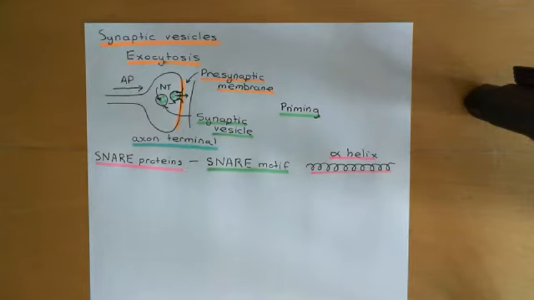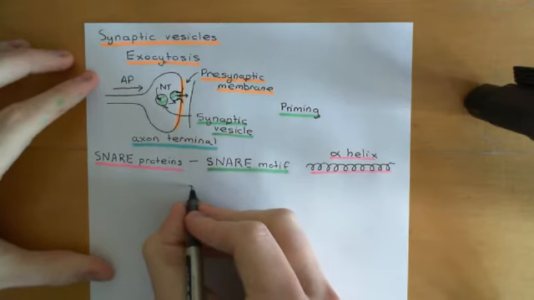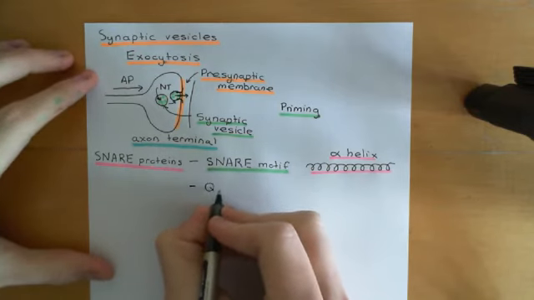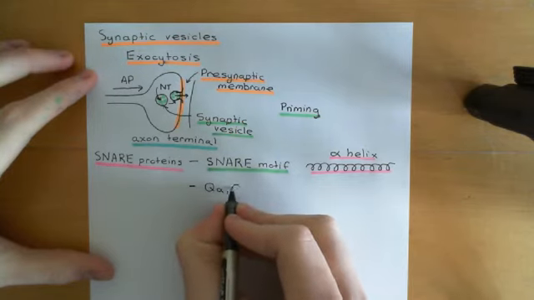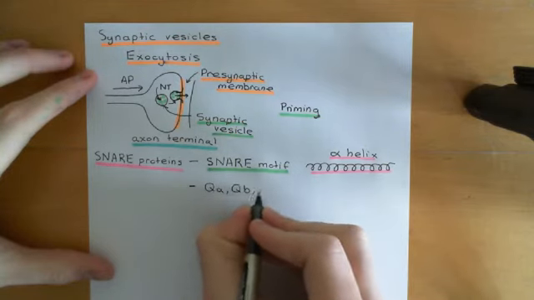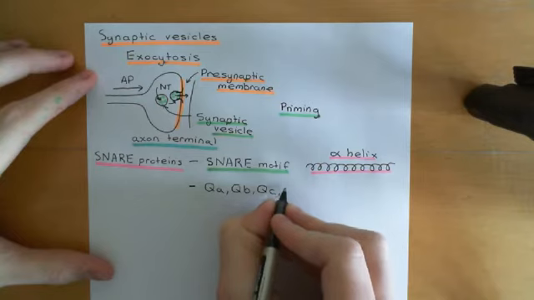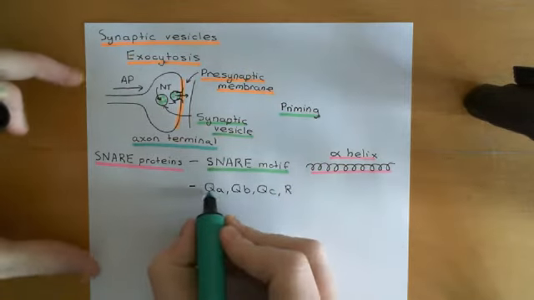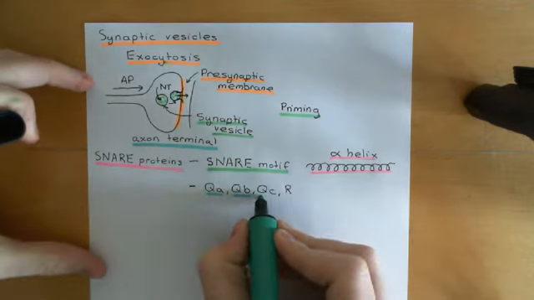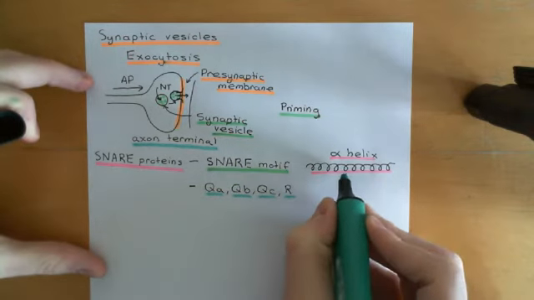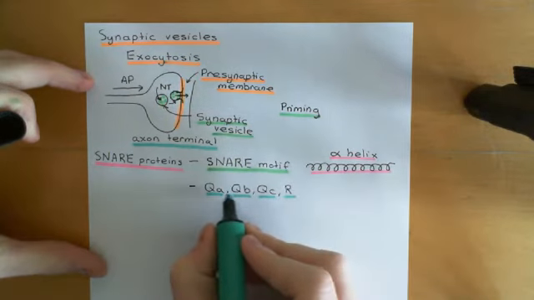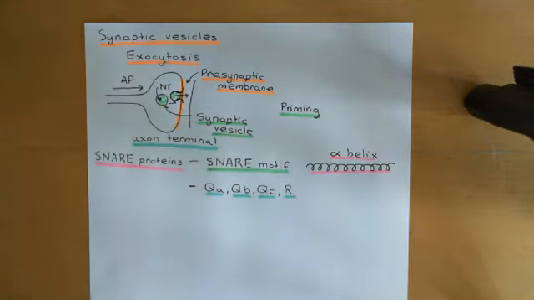The other thing that you should know before we actually go into the details is that there are 4 different types of SNARE motifs. And these 4 different SNARE motifs are called the QA SNARE motif, the QB SNARE motif, the QC SNARE motif, and the R SNARE motif. And in fact, when you form this bundle of SNARE motifs, it's going to involve 4 SNARE motifs, and it's going to involve one of each of the 4 types, basically.